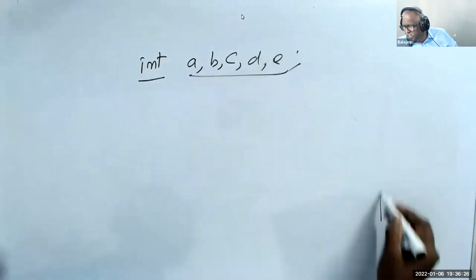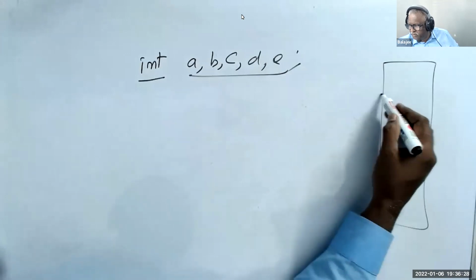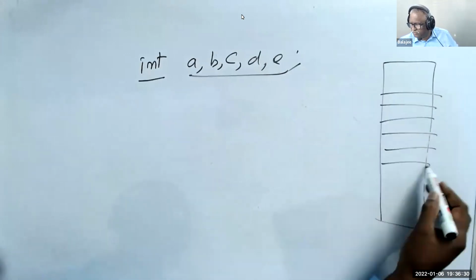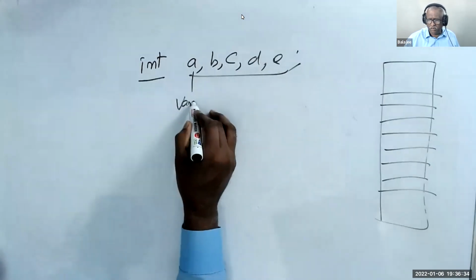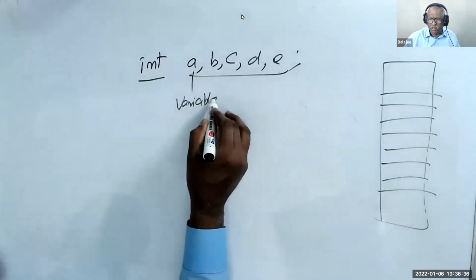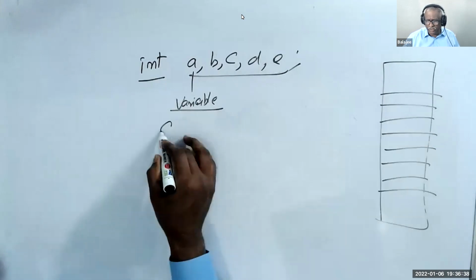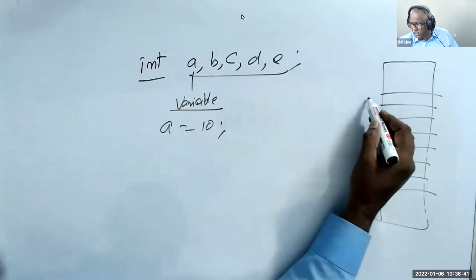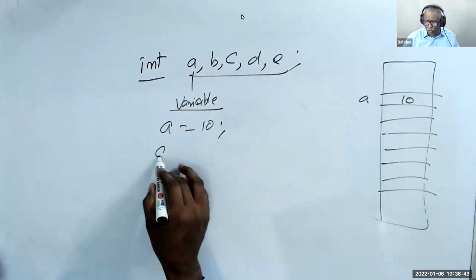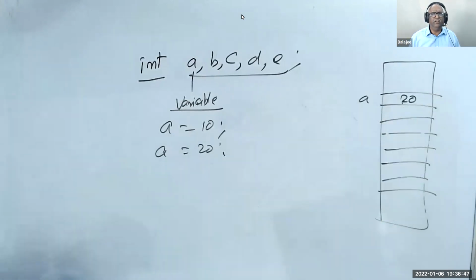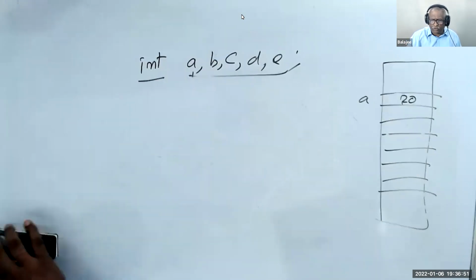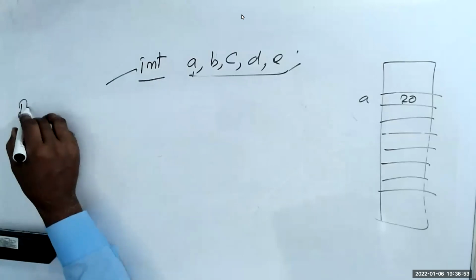It means that there's a position in the memory. You can use any amount of memory, it doesn't matter. That's why they call this a variable, because you can change it. You say a equal to 10, at the a position, 10 will be written. Then you say a equal to 20, 20 will be written here. So that's why they call these things variables. And this process is called declaration.